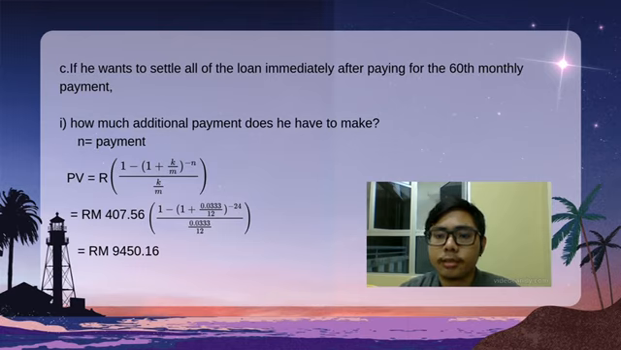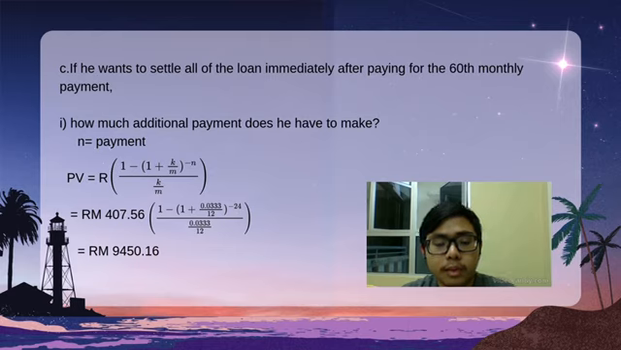As you can see here, he wants to settle all of his loan immediately after the 6-year monthly payment. So question Roman 1, how much additional payment does he have to make? We'll be using the PV, the present value formula, and R will be 407 ringgit 56 cents, K will be 0.0333, and M will be 12, while the negative power N will be negative 24. Now we use our calculator, calculate all of this, and the total will be 9,450 ringgit and 16 cents.